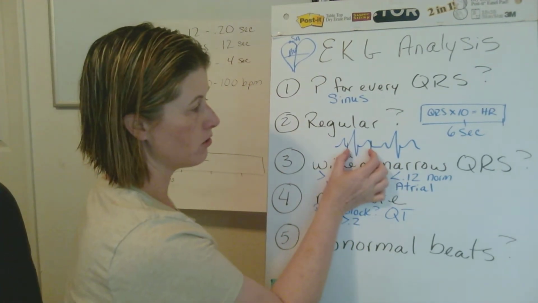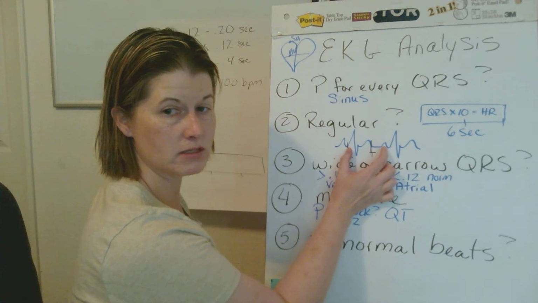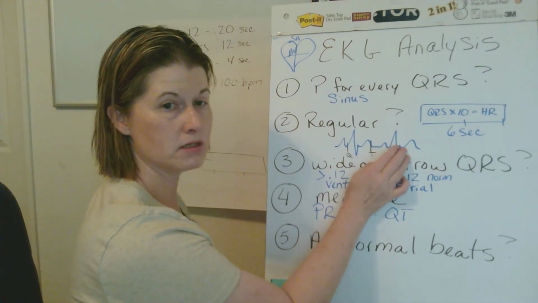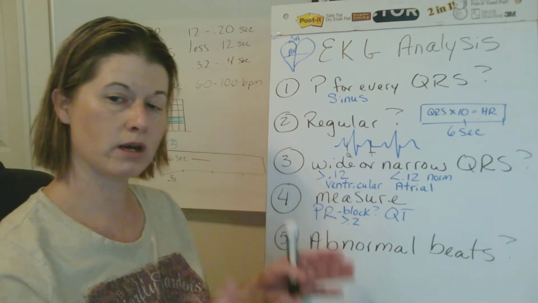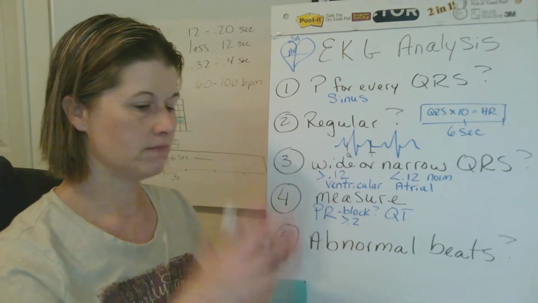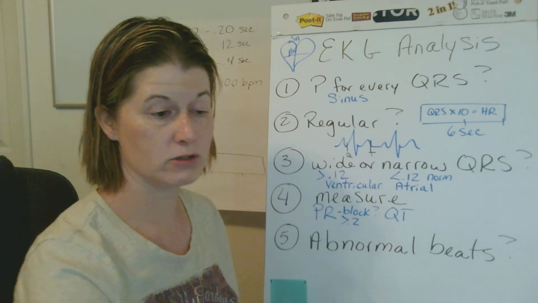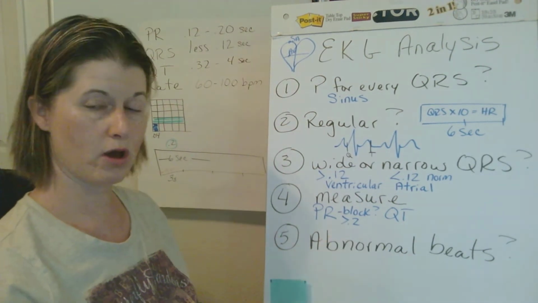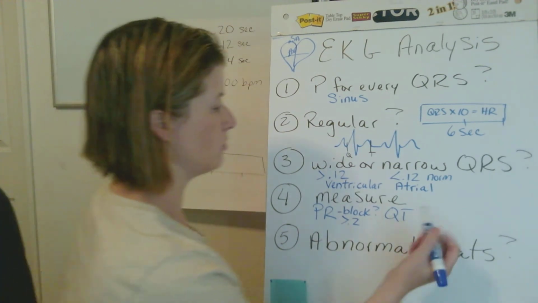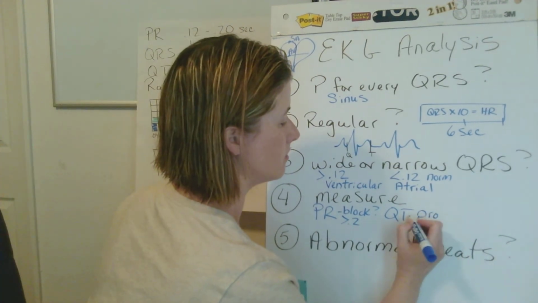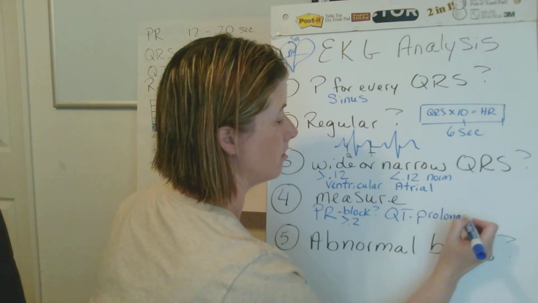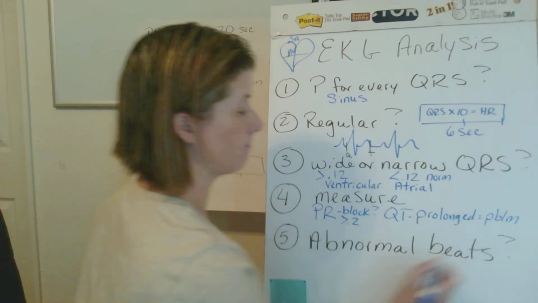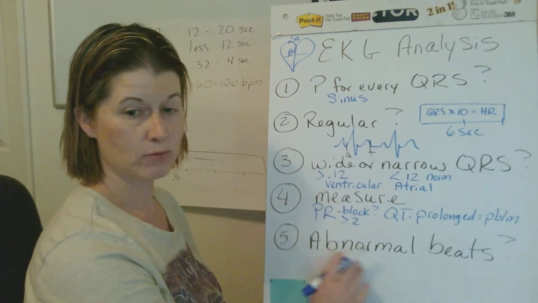If this gets longer and longer and longer, you can see how pretty soon it's going to go into and interfere with this beat. When the electricity is not organized and neat, then the heart could perhaps go into a lethal rhythm. Okay? So we don't want a prolonged QT interval. So prolonged equals problem.